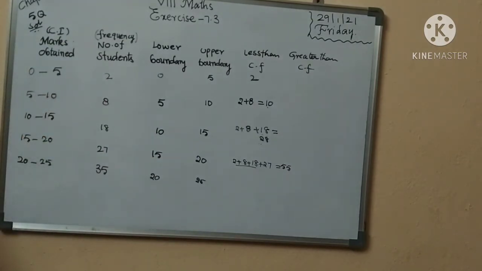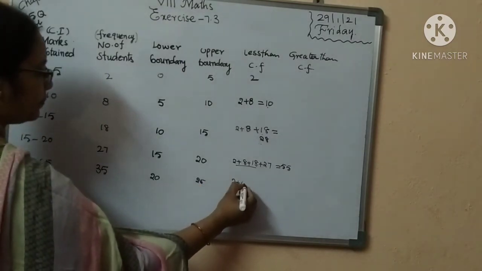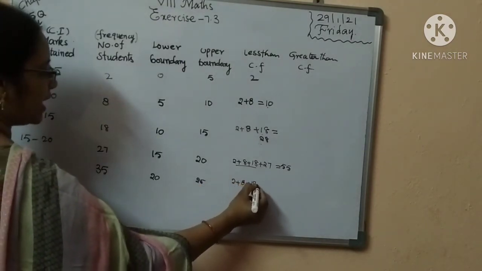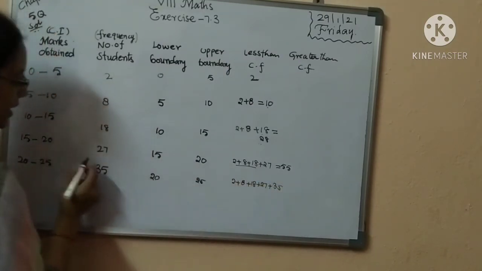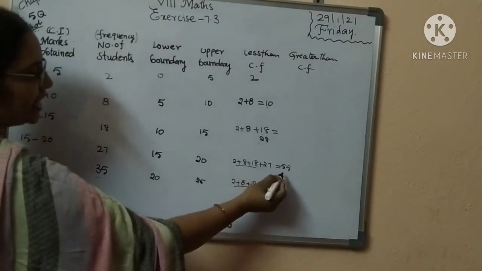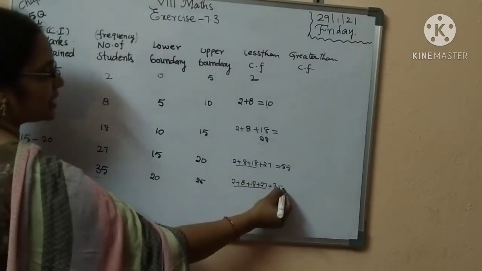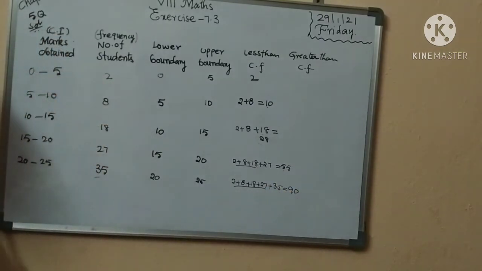Okay children, next one, 2 plus 8 plus 18 plus 27 plus 35. Next one is the 35. So already up to here we have 55. 55 plus 35 is 90. 55 plus 35 equals 90. That is the less than cumulative frequency.